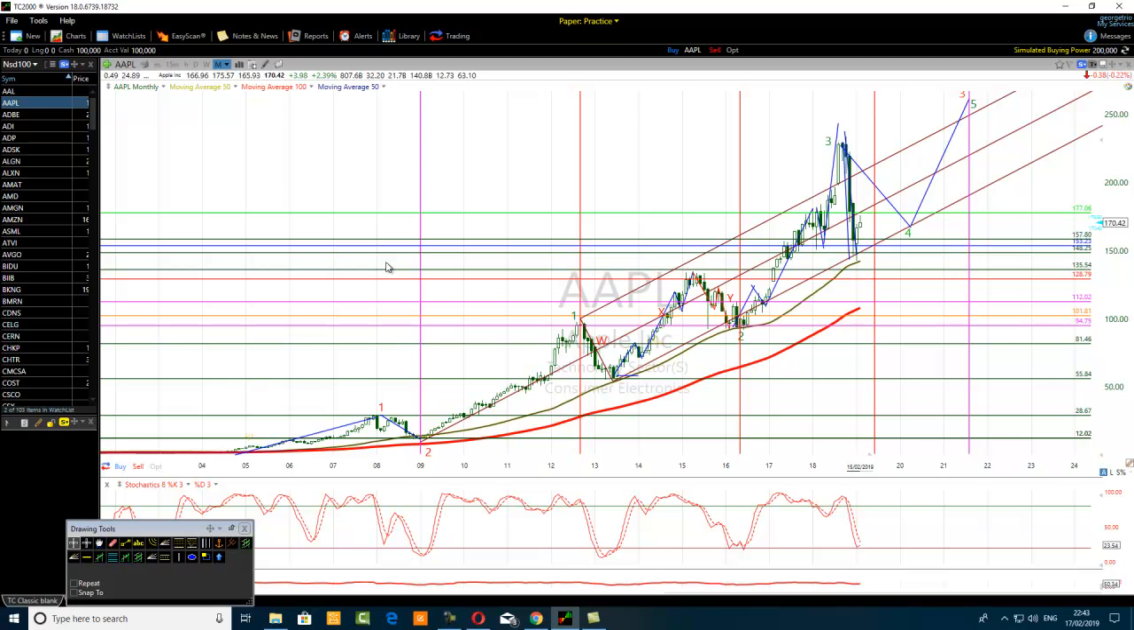So this will conclude our discussion today about how does Elliott wave analysis work.